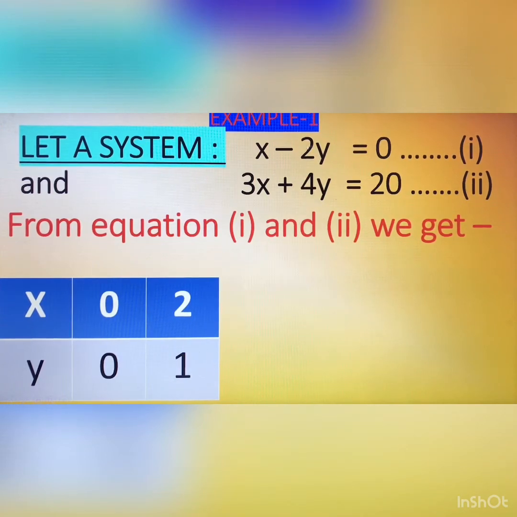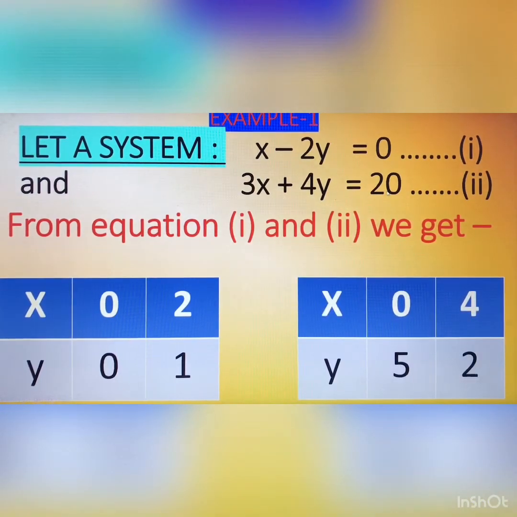if you put y = 0, then it totally gives x = 0. And when you put y = 1, then you will get x = 2. And from the second equation, 3x + 4y = 20, if you put y = 5, 4 fives are 20, and 20 cancels out, so you will get x = 0.